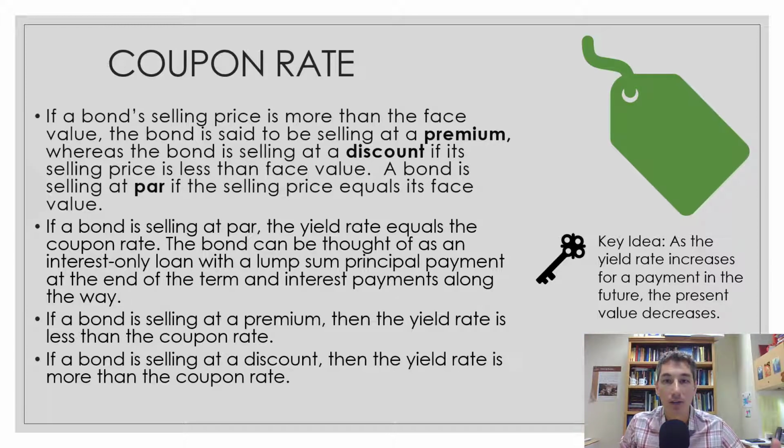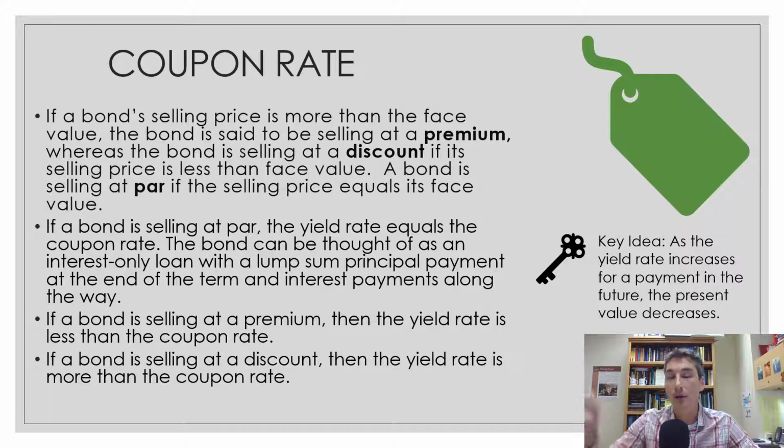Okay, and the last thing is a bond is selling at par if the selling price equals its face value. Okay, so what does that mean? That would mean it's a $10,000 bond. You pay $10,000 now. You get coupons along the way, and then the $10,000 at the redemption time. And so it turns out that a $10,000 bond costs $10,000. You get the $10,000 back plus the coupons along the way. That's selling at par, okay? And the way for that to occur is for the yield rate to equal the coupon rate, okay? So the mathematics just happens to work out perfectly.